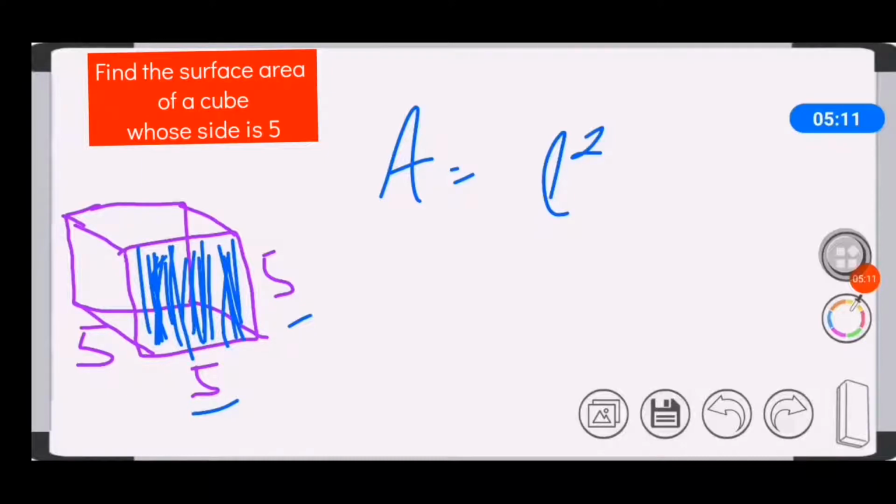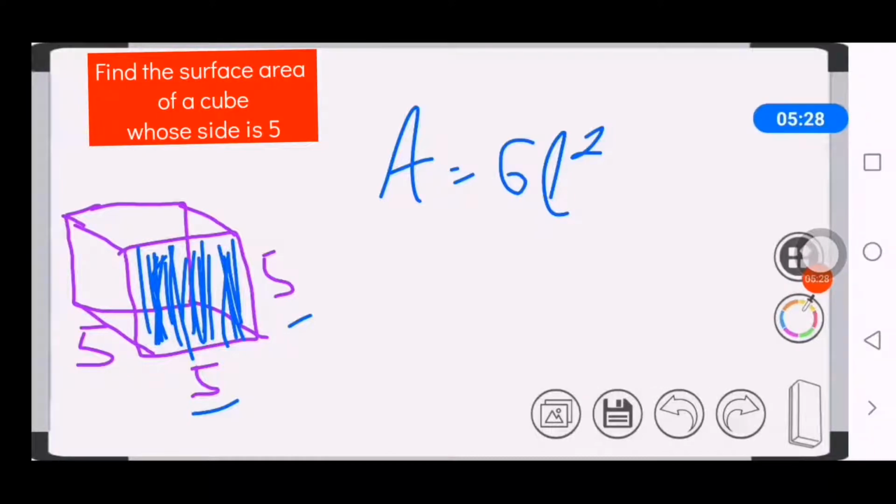Can be the front face, the top, the back, any side that you take, because all the sides are equal. Then when I get the area of that one face, I multiply that by 6 faces, because there are 6 faces in the whole shape. That's why in the formula we put the 6 here.